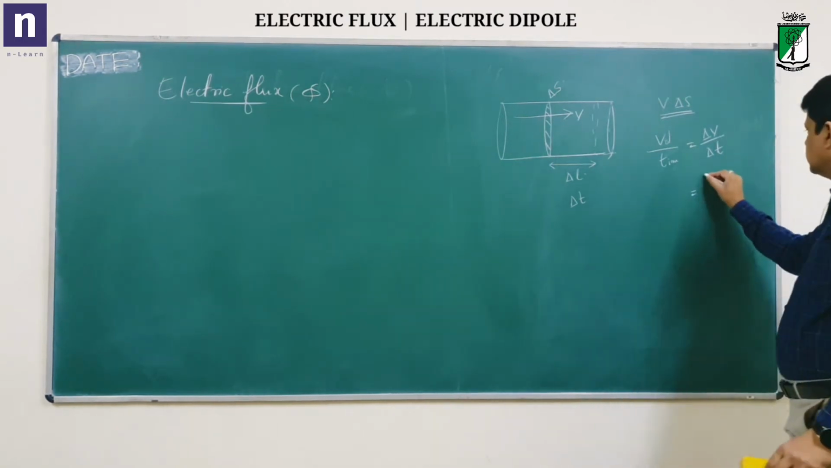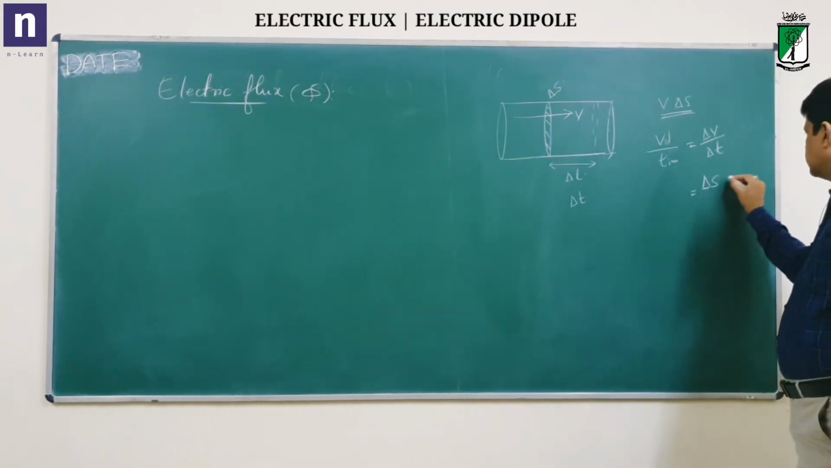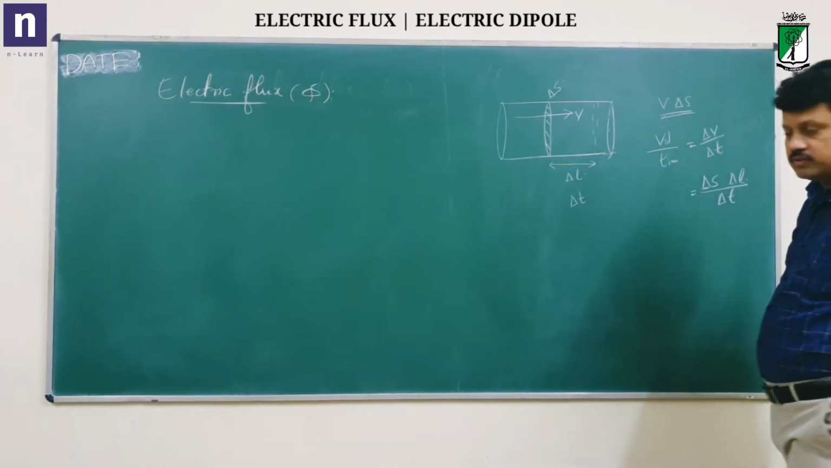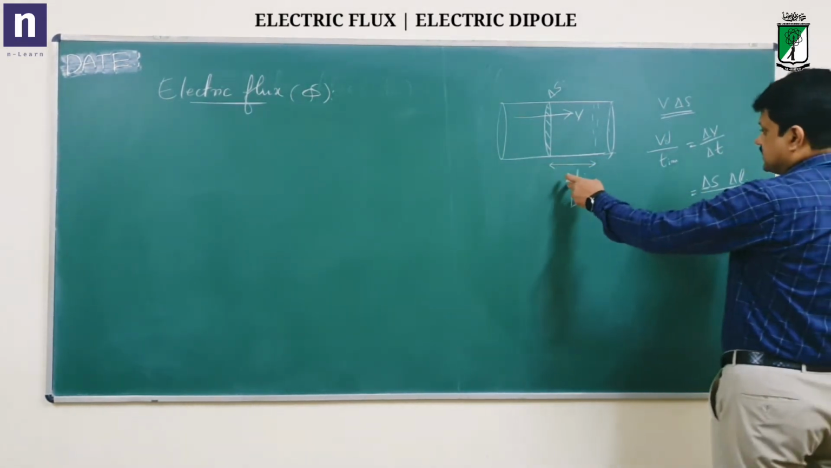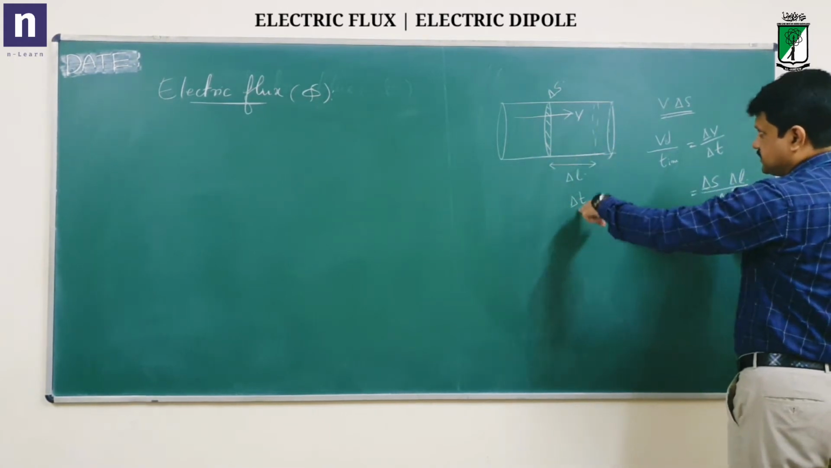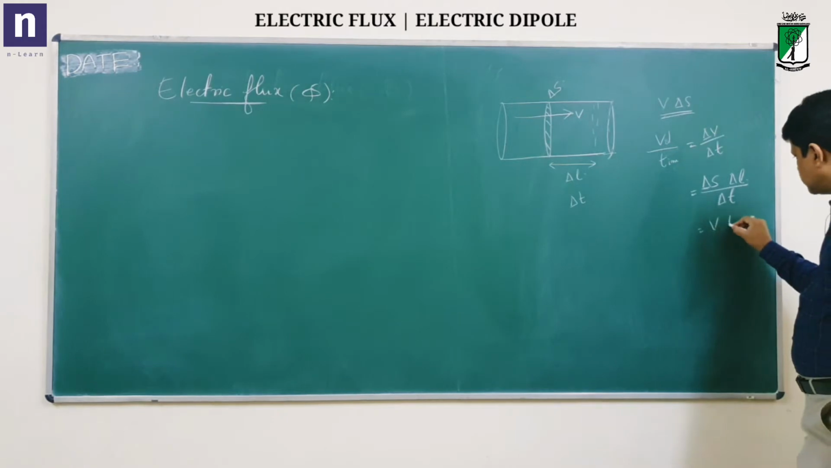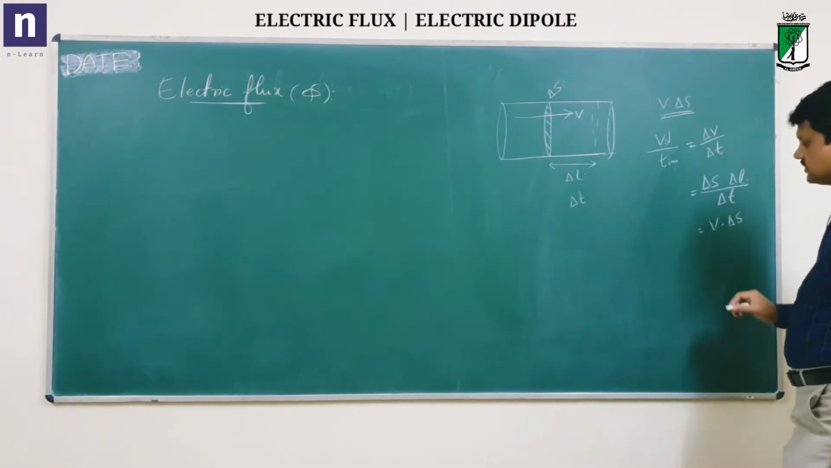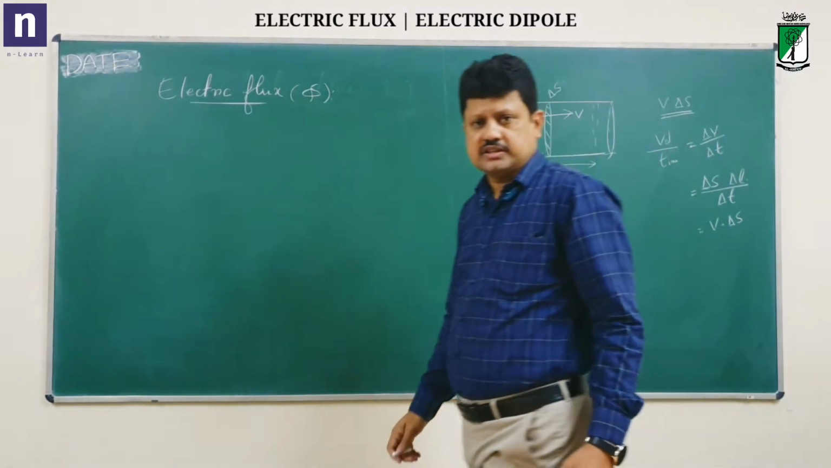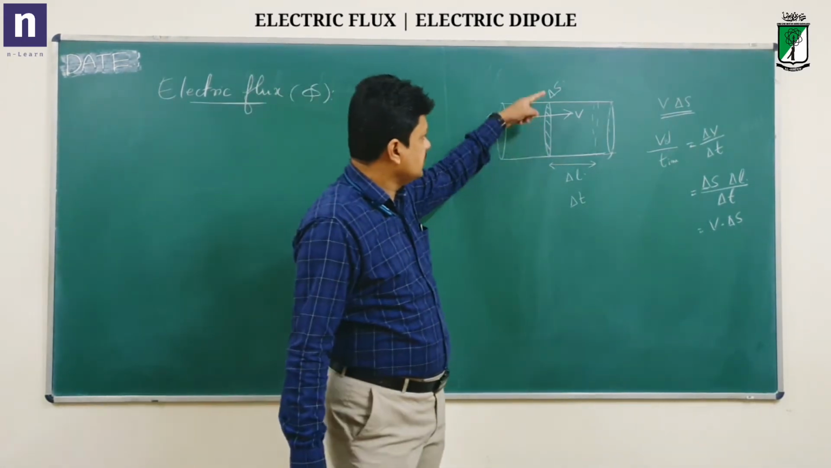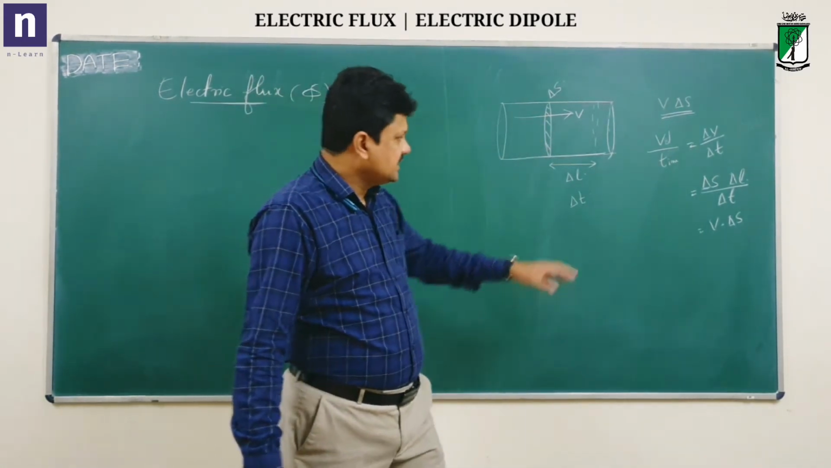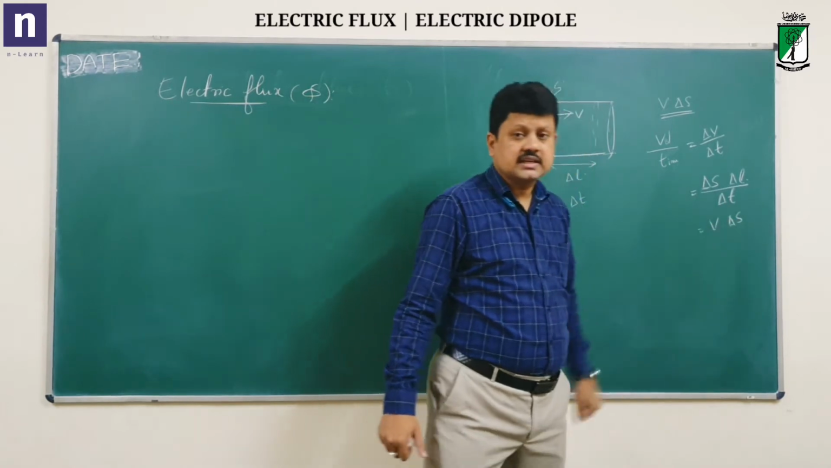Let me write it here. Delta S into delta L divided by delta T. What is delta L by delta T? That is nothing but distance travelled divided by time taken, which is velocity. So delta L by delta T is velocity, delta S is the area of the cross-sectional surface here. Now that is V into delta S.